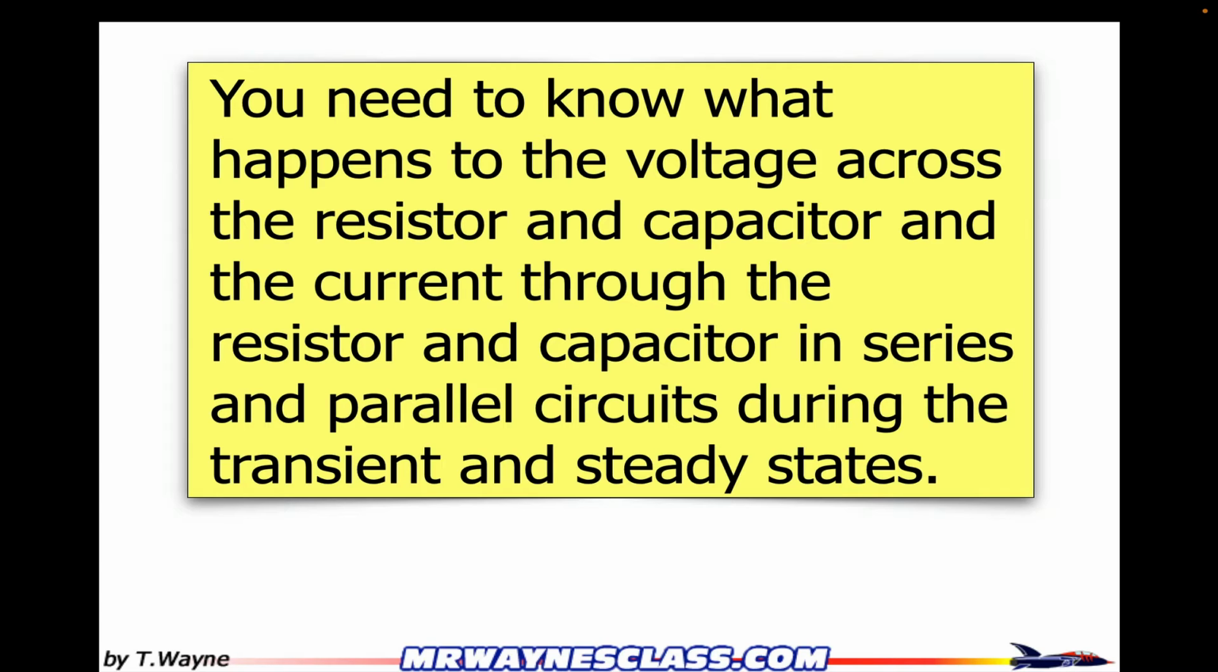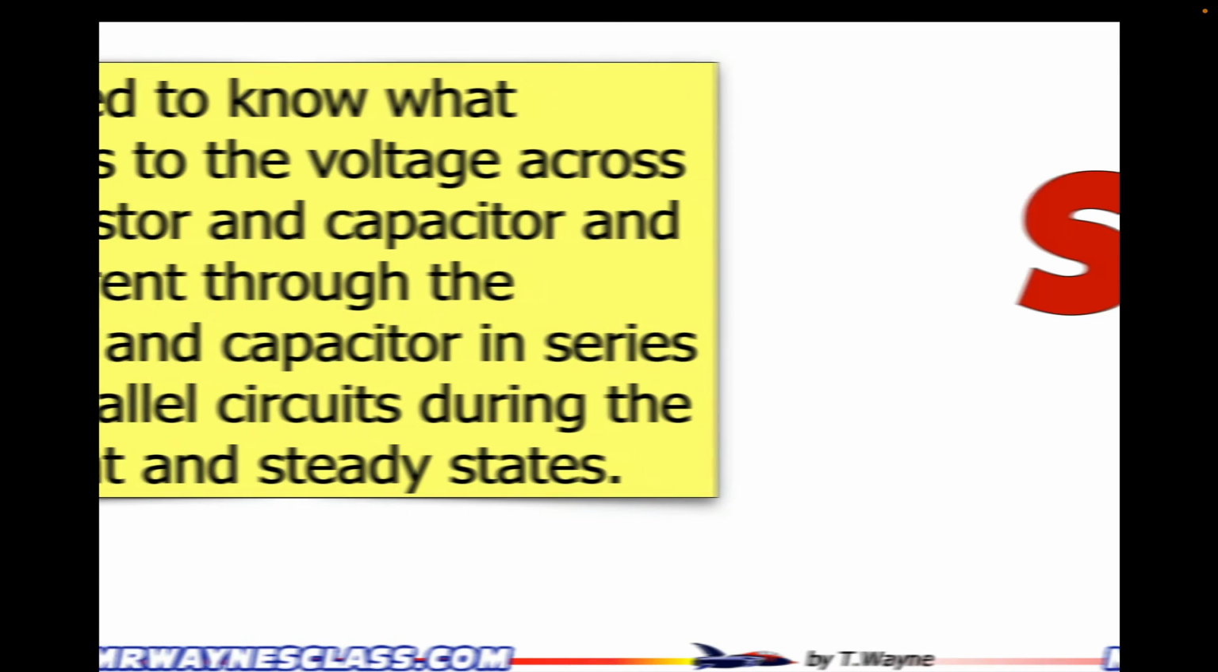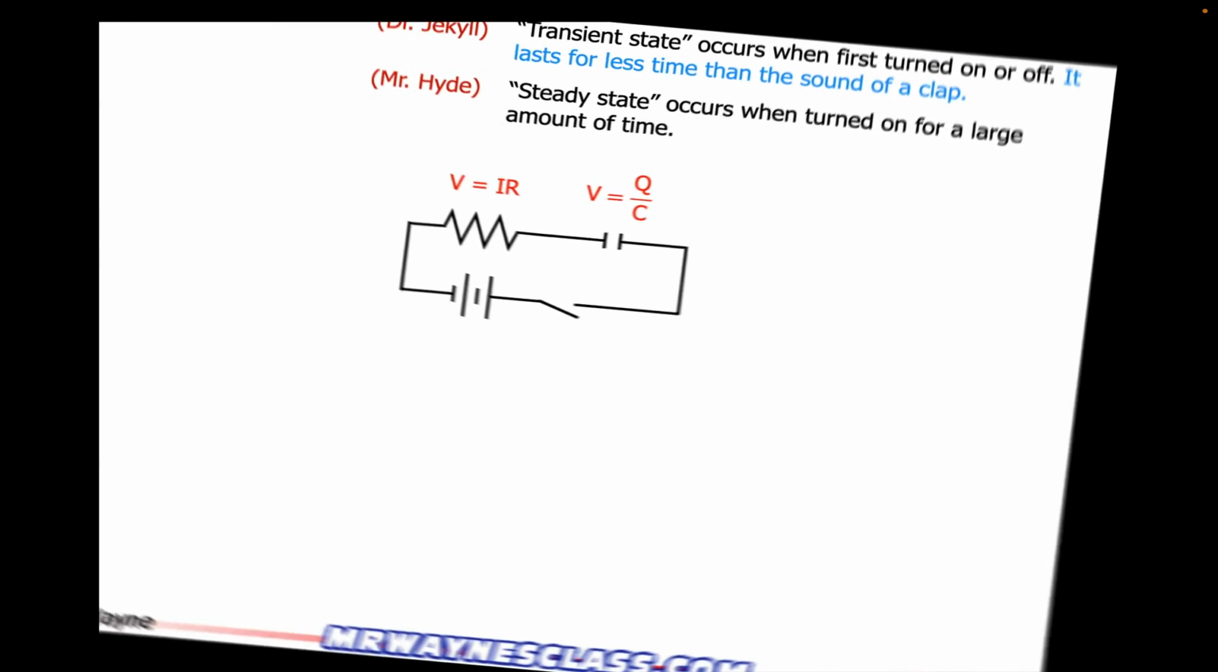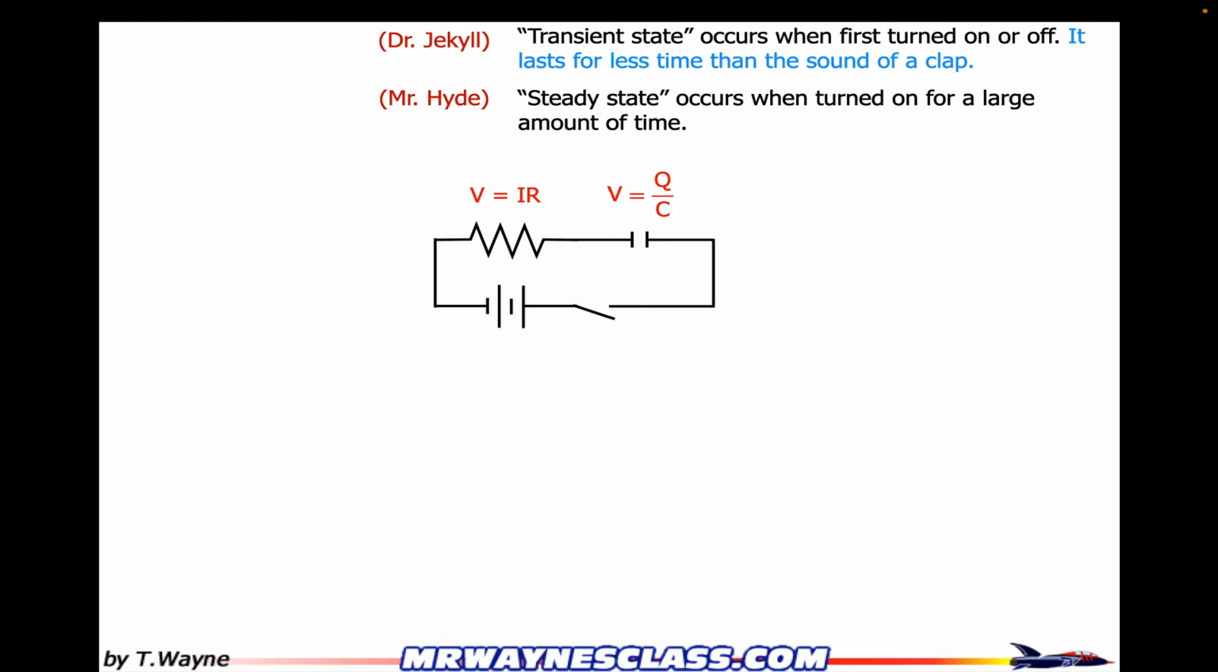That's a lot you have to keep in mind. Let's see if we can do a lot of this by reasoning out what's happening. I'm going to look at a series circuit first. I mentioned two personalities, Dr. Jekyll and Mr. Hyde. Dr. Jekyll is the transient state when I first turn it on, and Mr. Hyde is the steady state after it's been on for a long time.